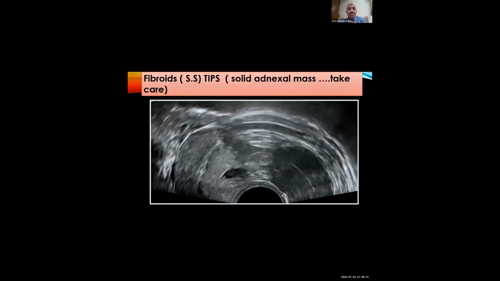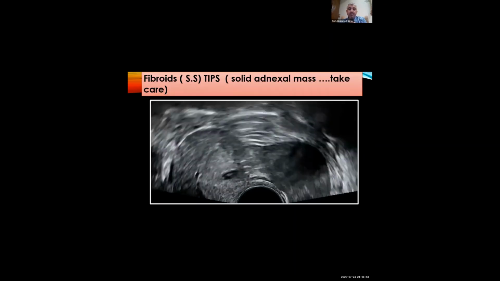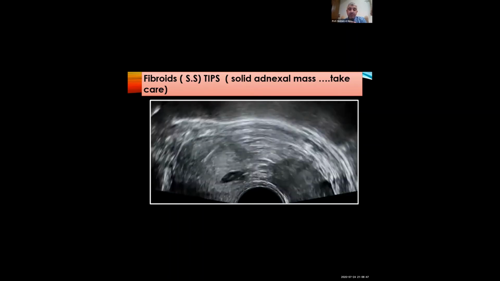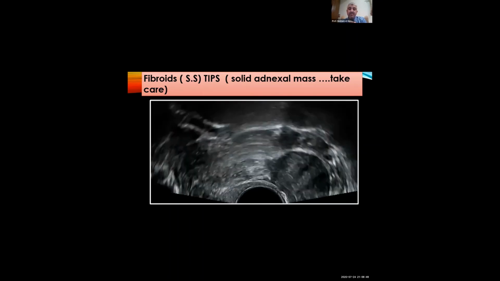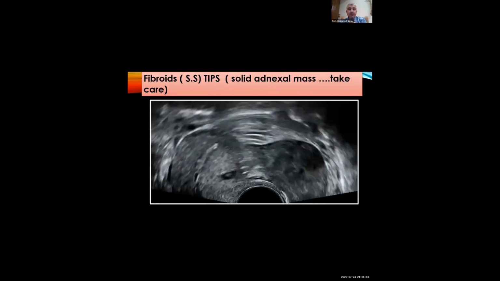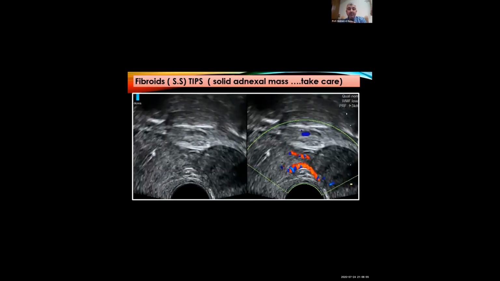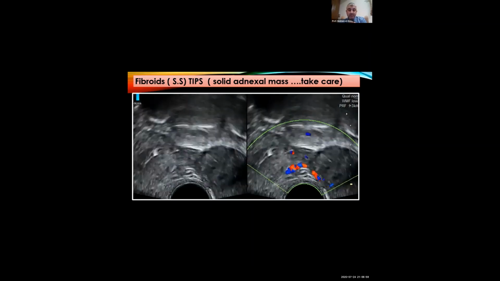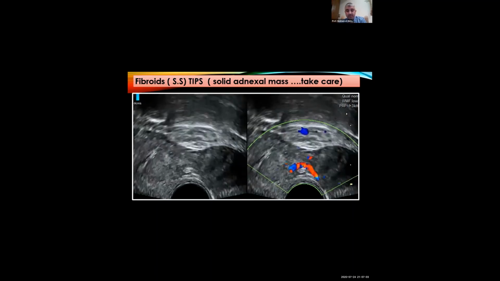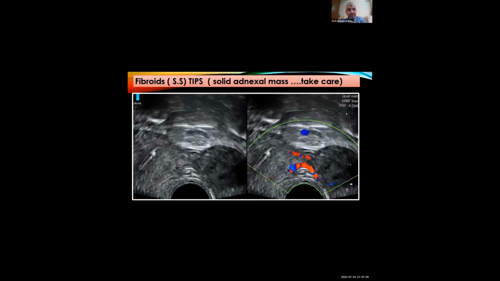With subserous myomas that are extending into the adnexa, sometimes it's confused with a solid adnexal mass. And in order to confirm that it is a myoma, the tip is you have to find a connecting vessel with the uterus. So the pedicle, you could see the pedicle and you could see the feeding vessel, and you could again see an ipsilateral normal ovary with these lesions.